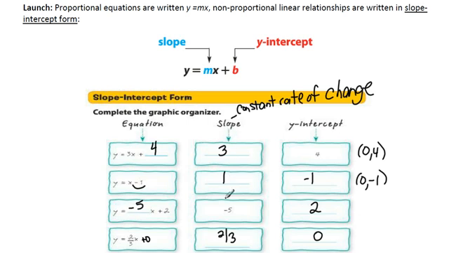Also remember what slope means from lesson 3. A slope of 3 means it's an uphill, very steep line. A slope of 1 means it's still uphill, but it's a perfectly diagonal 45-degree angle line from the x-axis. A slope of negative 5, negative means it's downhill and it's very steep. 2/3 means it's uphill, but it's pretty shallow because it's a fraction. It's less than 1 whole. So remember how slope tells us which direction the line goes and how steep it is.